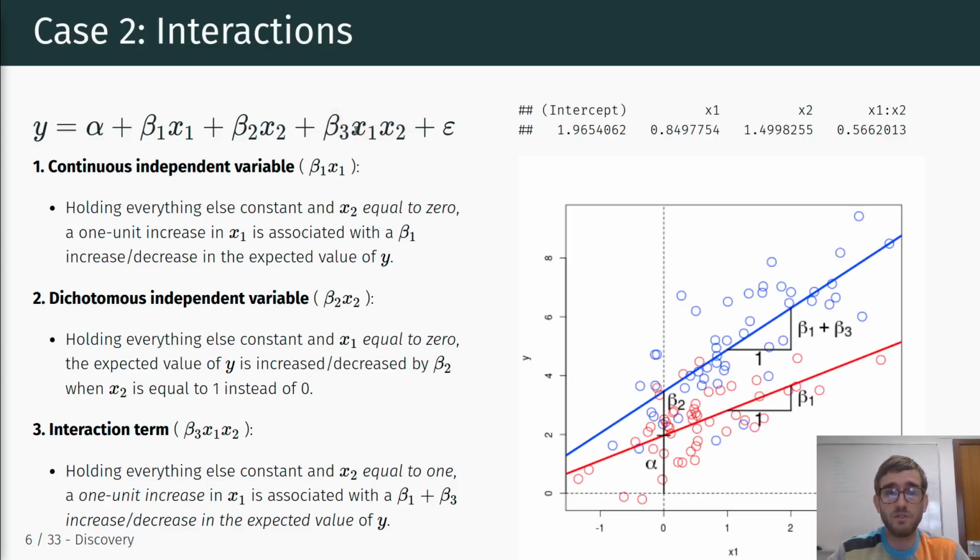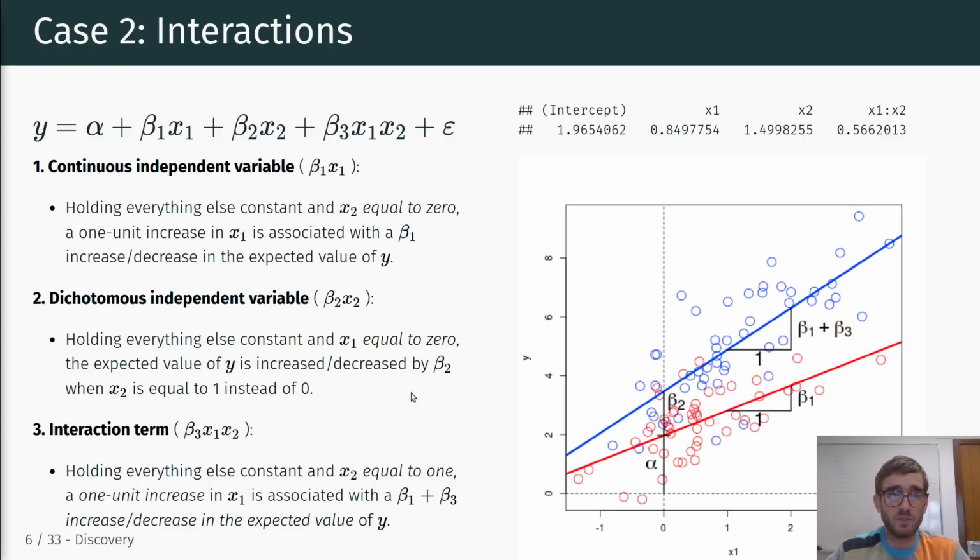So with every 1 unit increase in x1, it's not only a beta 1 increase, but it's beta 1 plus beta 3, because x1 here is increasing by 1 unit and x2 is equal to 1. So that together means that the slope of the blue line, which is the change in y associated with a 1 unit increase in x1 for x2 being equal to 1, is beta 1 plus beta 3, right?